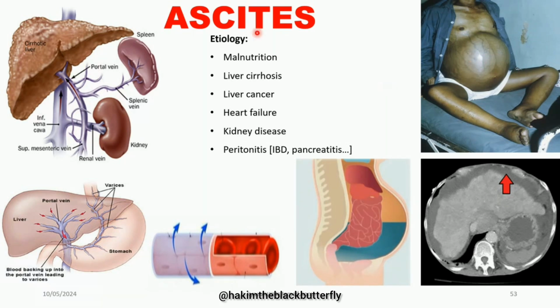So all these are factors that can lead to ascites, and ascites can easily be appreciated radiographically on X-ray, but also on a CT scan, as you see here. This is the liver. You can see that there's so much fluid around it. It can be appreciated sonographically very well.